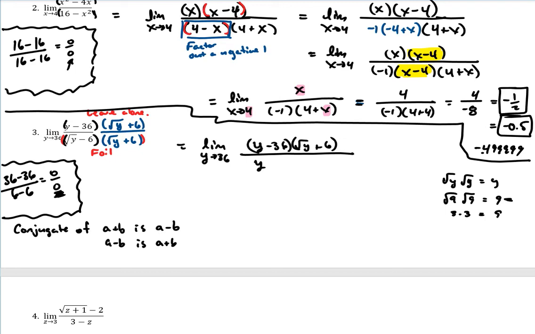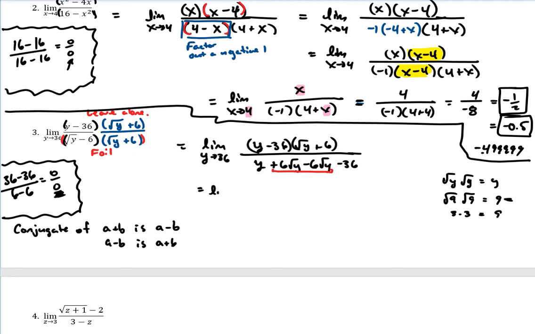Okay, and then continuing to FOIL, square root of y times positive 6 is positive 6 square root y. Negative 6 times square root of y is minus 6 square root of y. And then negative 6 times positive 6 is negative 36. And so then in the middle terms, I have the same thing but opposite. So that means these two will zero each other out. So the same thing but opposite when added would be 0.